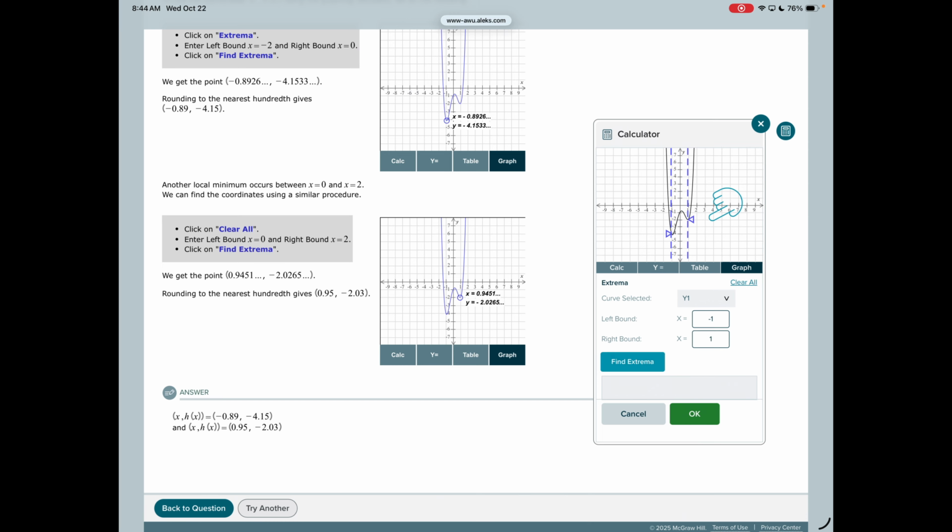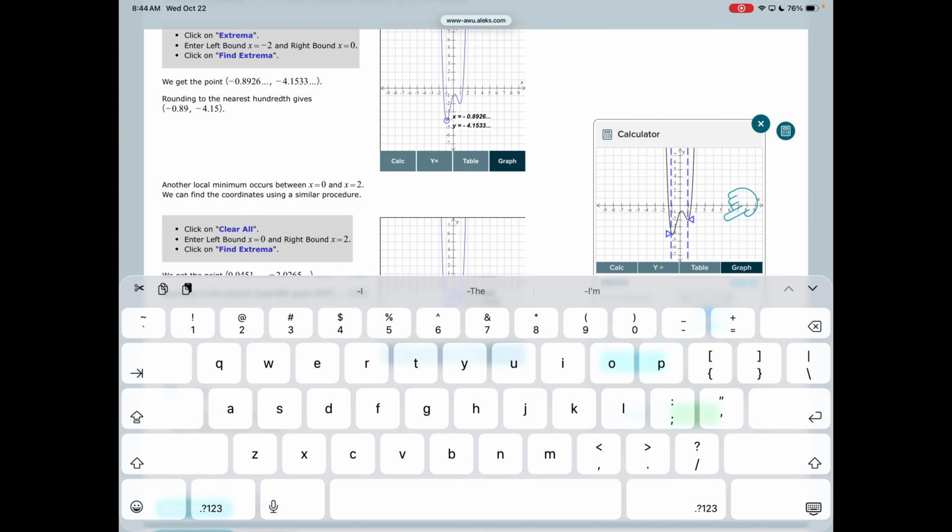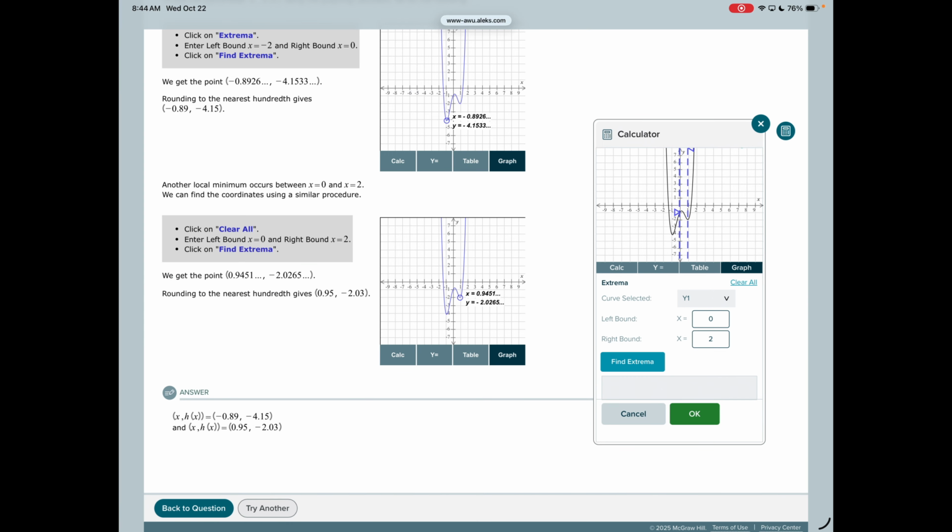So now if I clear this, and I want to do the other one, the one on the right looks like it's between 0 and 2. So you have to identify a general area of where it is, and then it will find it for you. So 0 and 2. Is that right? -0.95 and -2.03.